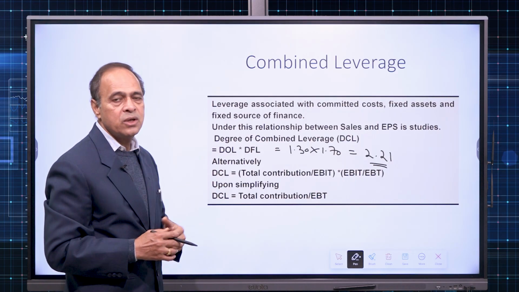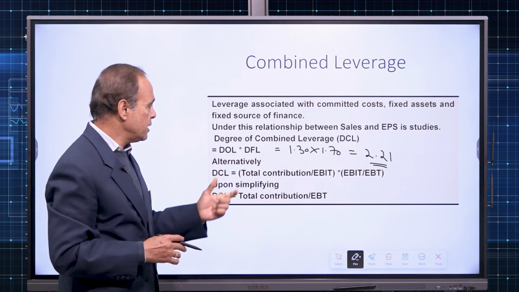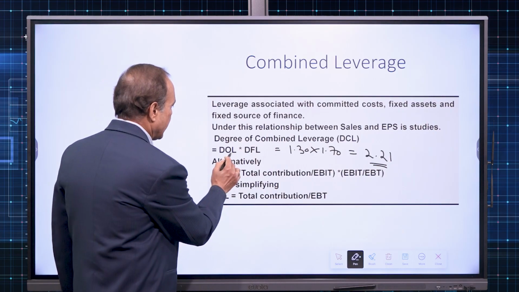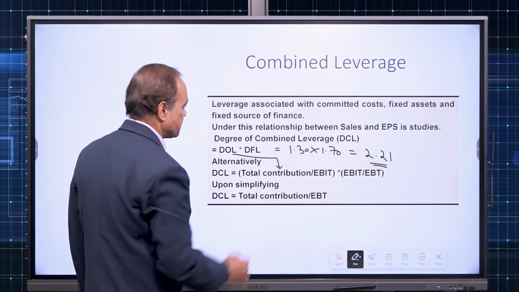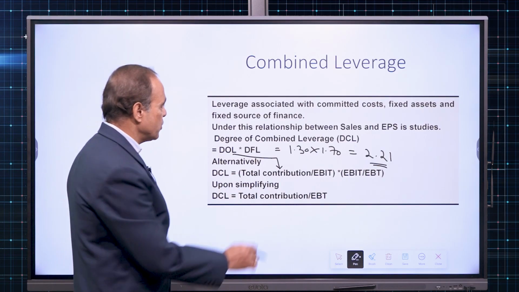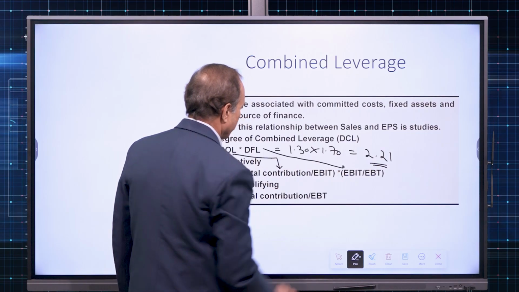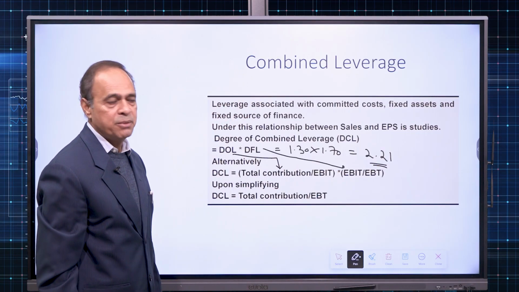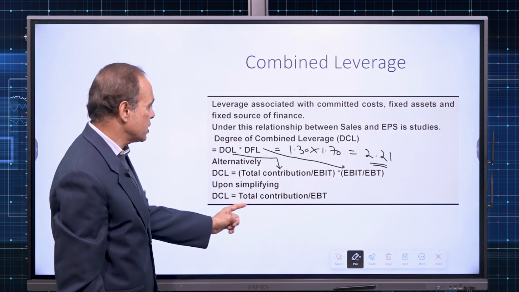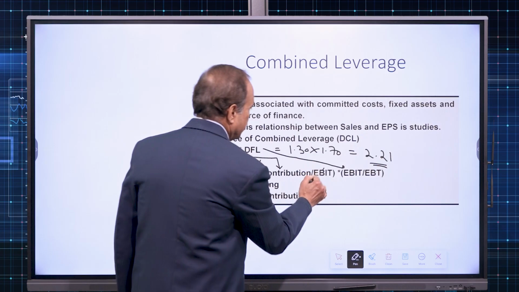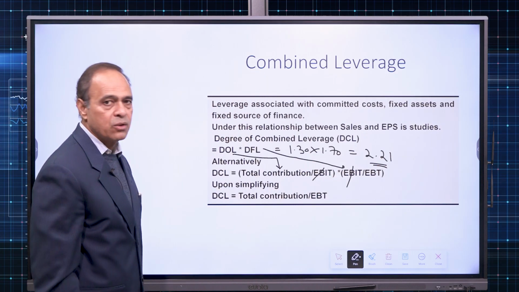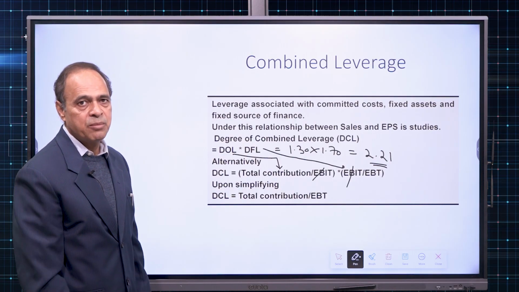instead of calculating DOL and DFL separately, we can multiply both the formulas also. That means, what is the formula of DOL? Total contribution divided by EBIT. Multiply this formula with the formula of DFL, EBIT upon EBT. Upon simplification, what do we get? Total contribution upon EBT, because EBIT will get cancelled out. So finally, DCL can be calculated like this also, and interpretation can be made like this.